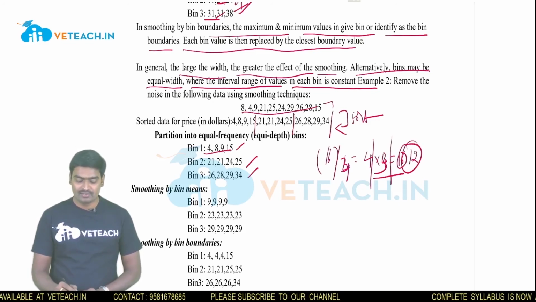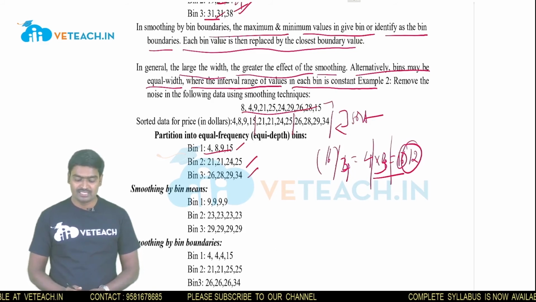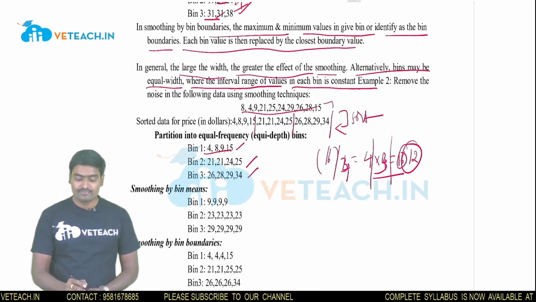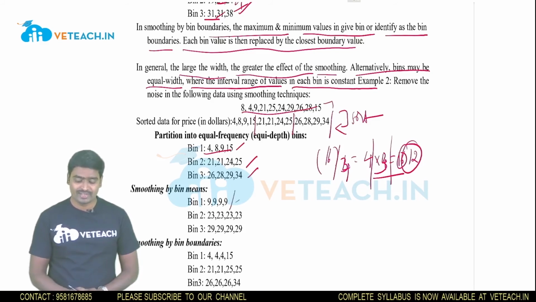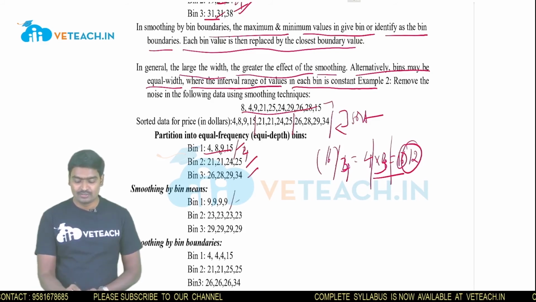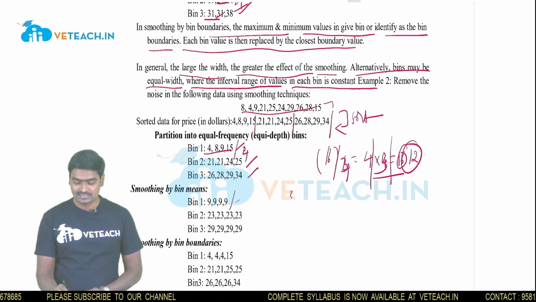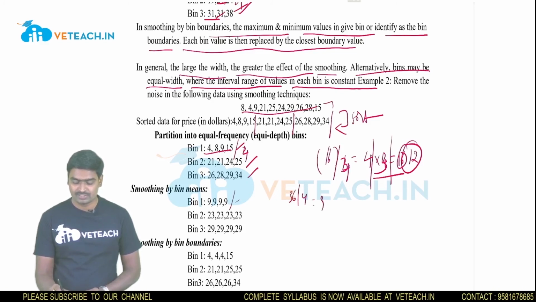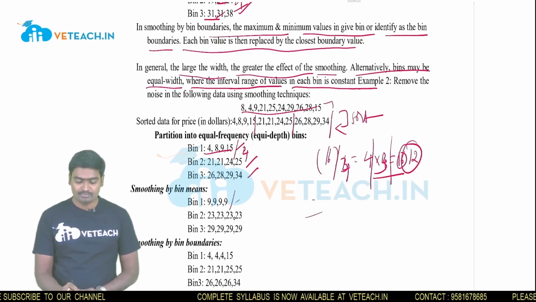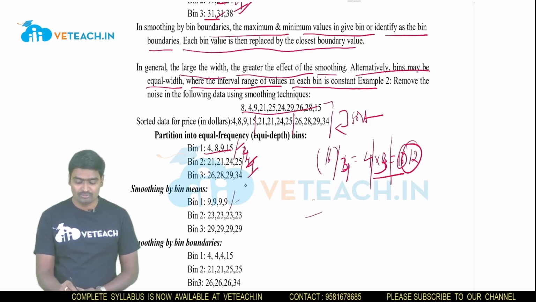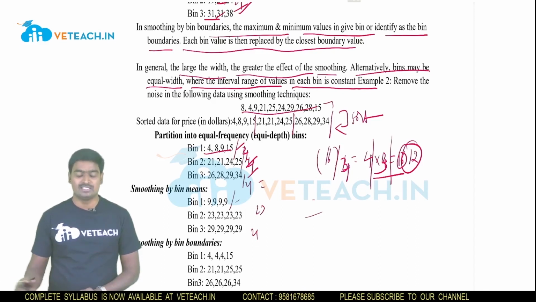And now we can apply the smoothing by bin means. In bin 1, how do we get this value of 9? For example, 12 plus 9, 21, 21 plus 15, 36, 36 by 4 is equal to 9. And we can perform the next ones also, by 4 and by 4, equal to 29 and 23. We can get these values.